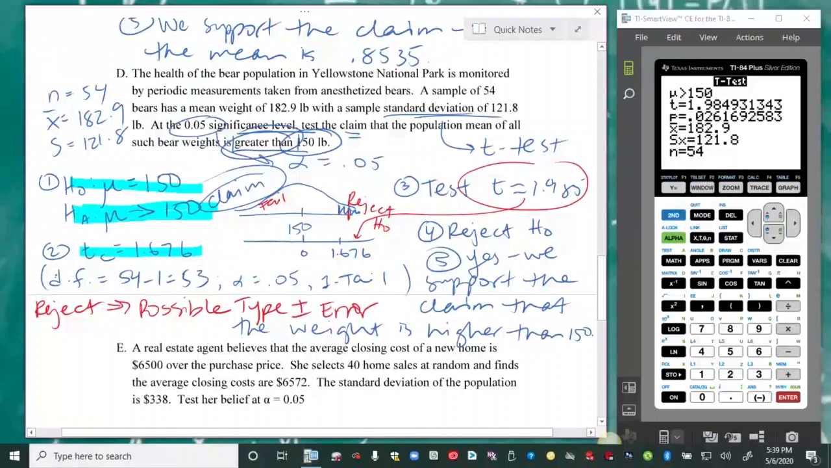Possible type 1 error could also happen if maybe you just didn't have a big enough sample size. Maybe it's just a function of the sample that you happened to have. So again, maybe a lot of the bears that we weighed at this point were heading shortly into hibernation. So that's a possible type 1 error.